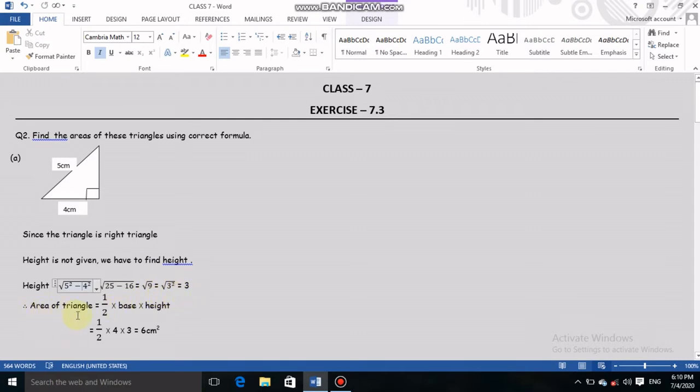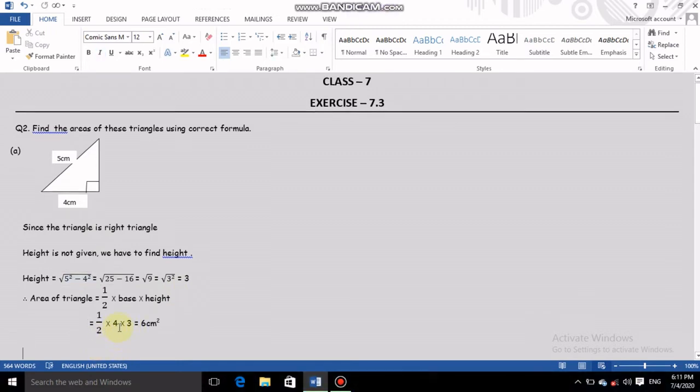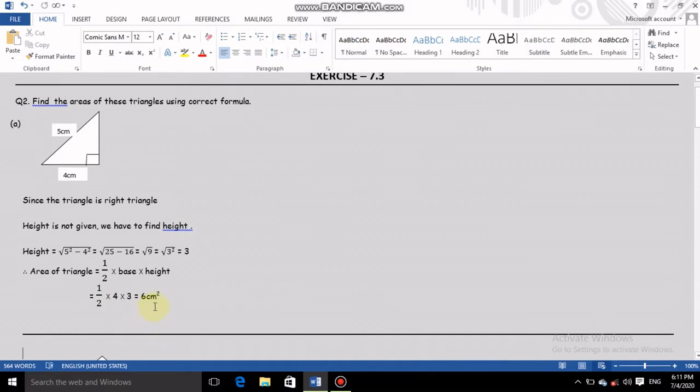So therefore, area of the triangle is half into base into height. Half into base, the base is given here as 4, and height we got 3. So 4 into 3 by 2, you divide 4 by 2, you get 2. 2 into 3 is 6. 6 centimeter square.